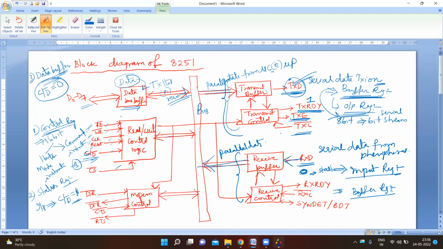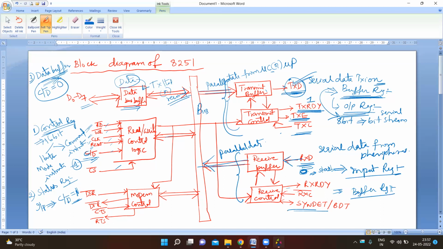Next, in the asynchronous mode, it has two input signals and one output signal. See here, these two are output signals, RxRDY and RxD. In synchronous operations, RxC is a receiver clock. RxD, as we know, is the received data. The bits are received serially on this line and converted into parallel bytes at the input register.